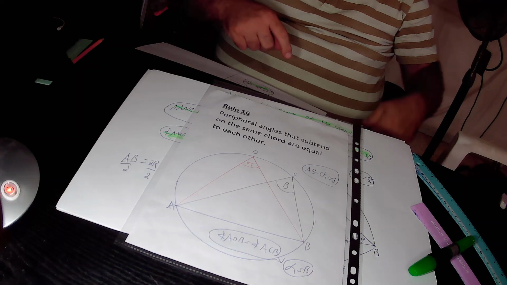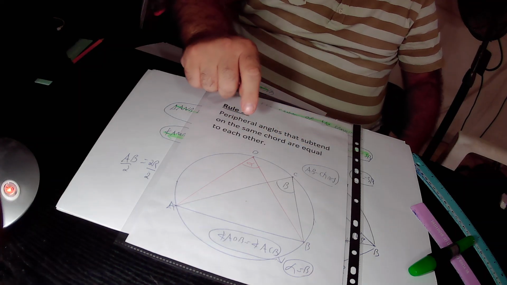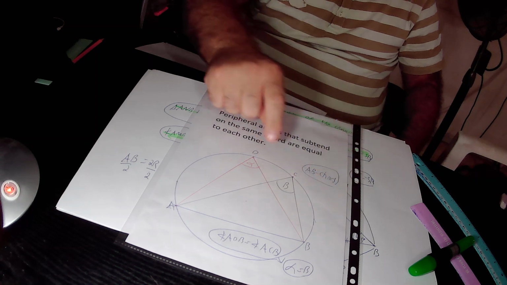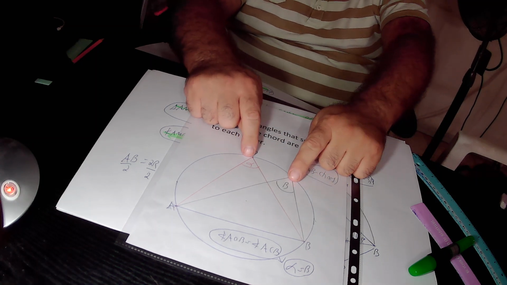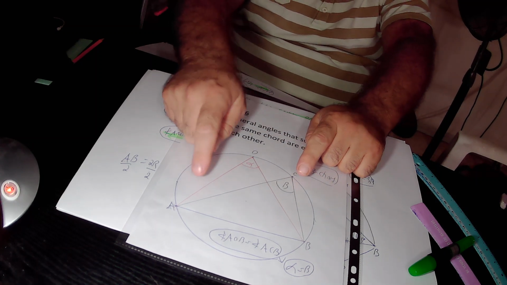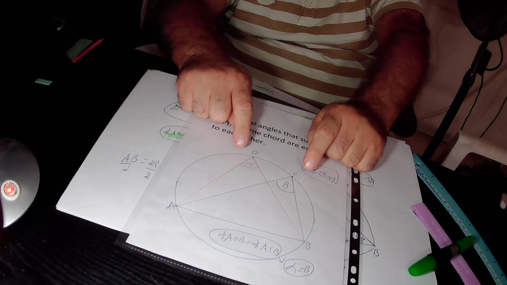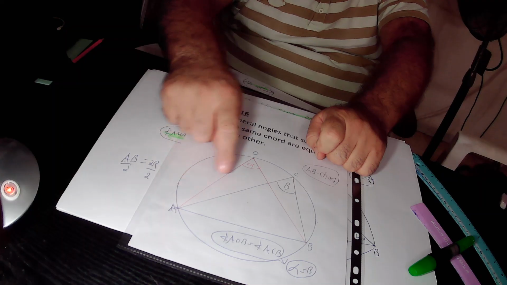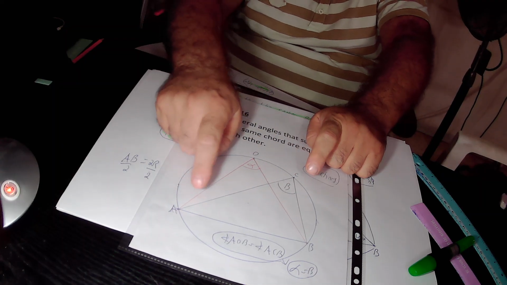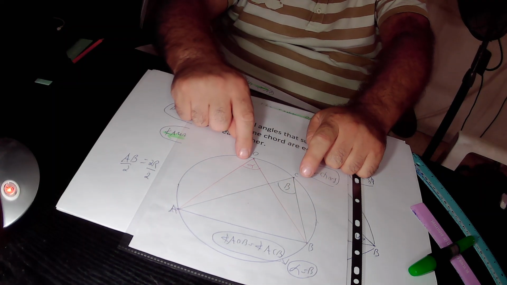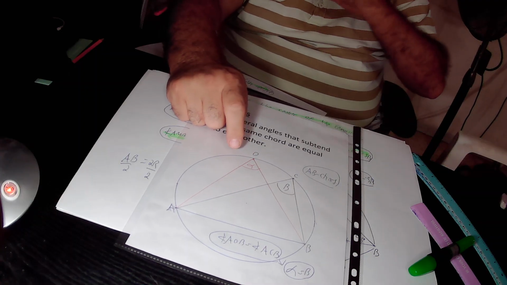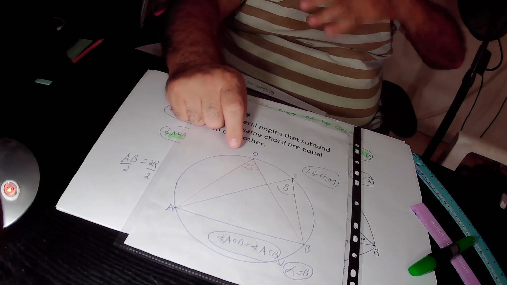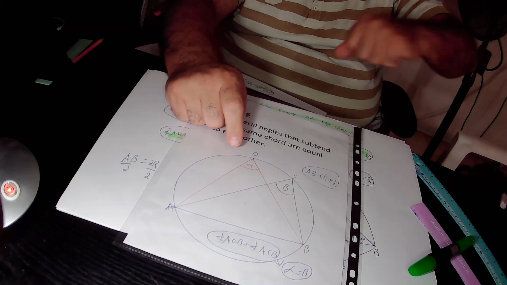In the drawing, we have a circle. Inside this circle, we have chord AB. Those two angles both subtend on chord AB, and therefore they are equal to each other in their sizes. That is to say, angle AOB equals angle ACB, because they subtend on the same chord called AB, or alpha equals beta.